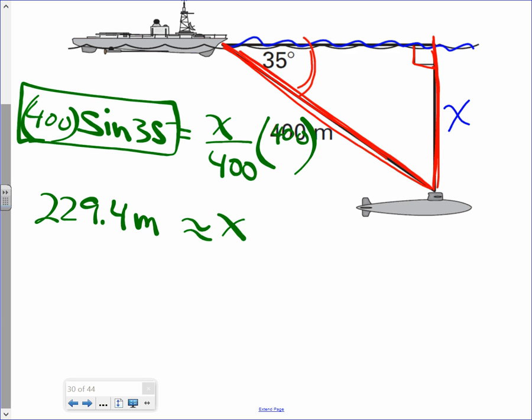You have a real life situation, you figure out what cards they dealt you, and you figure out the ratio you need to use for the situation. It's either sine, cosine, tangent. Questions so far? One more example and we're done. But the next one's kind of a doozy.